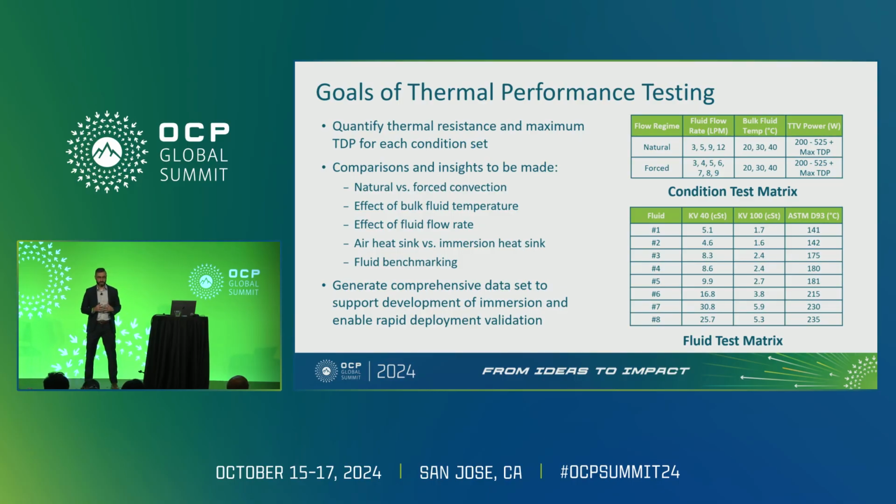Of course, the fluid benchmarking, but what is the effect of flow rate? We all need to size our pumps appropriately in the tank to deliver the right amount of flow, but we don't want to overdo it because we want to maintain a low PUE. And then finally, the bulk fluid temperature, what are we looking at in terms of an operational envelope?